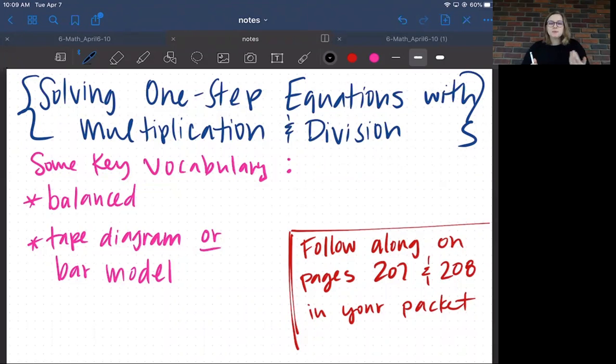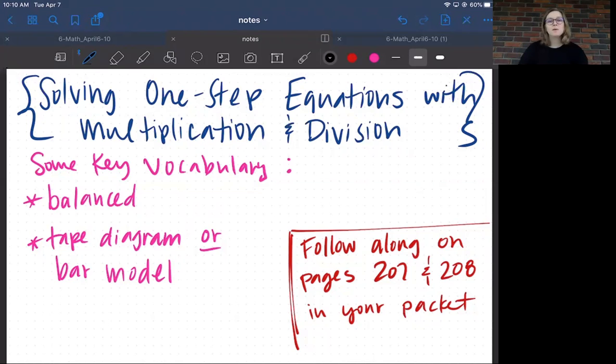So some key vocabulary. We're going to have a lot of that same vocabulary that we used with addition and subtraction, and it is going to apply to really all equations, including multiplication and division. So take a look at my last video of addition and subtraction one-step equations to get some of that vocabulary if you're stuck with that. Other vocabulary we're going to keep in mind, we're still going to be really focusing on that word balanced, right? Each side of my equation having the same value.